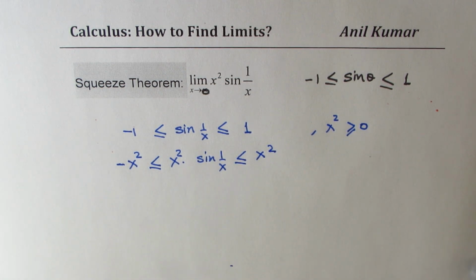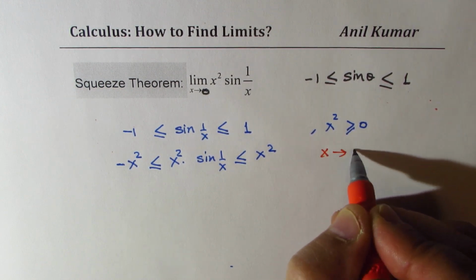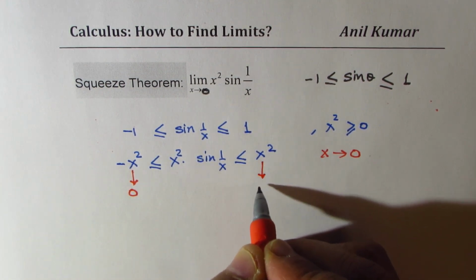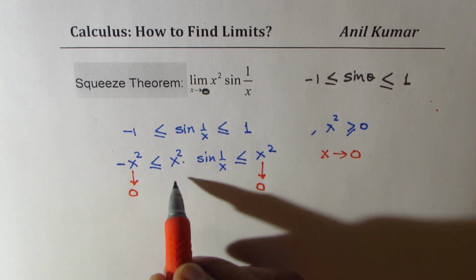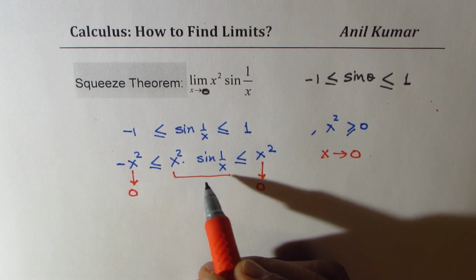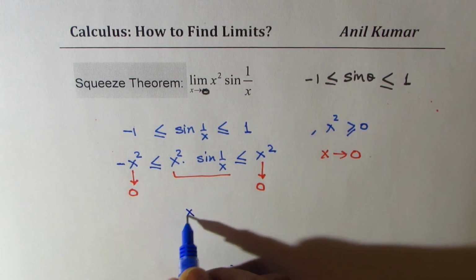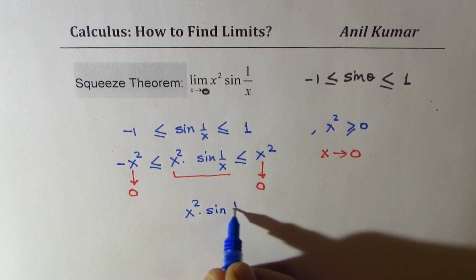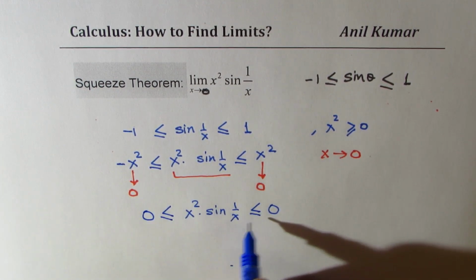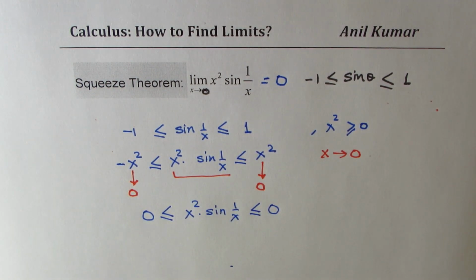Now, if you look into this, what happens when x approaches 0? Now, if x approaches 0, both these terms will approach 0. Correct? So that means the value of this function gets squeezed between these two zeros. So what should it be? Nothing but 0. You get the idea, right? So from here, we get that x squared times sine 1 over x is between zeros, and what is there between them is only 0. Therefore, this limiting value is 0. You get the whole idea, right?